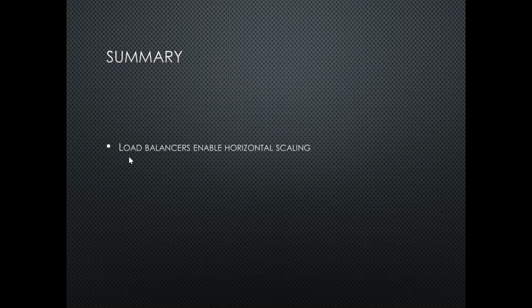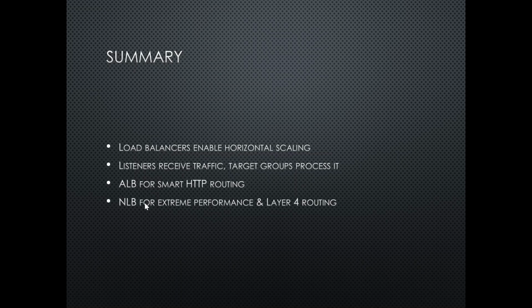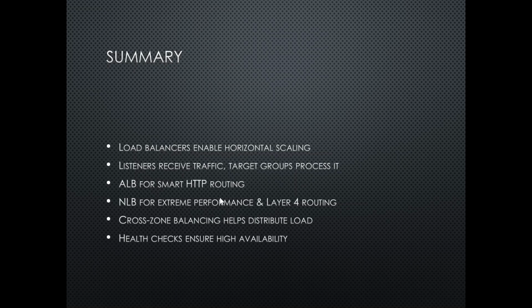Now in summary, we'll see: load balancers enable horizontal scaling, listeners receive traffic, target groups process it, ALB is for smart HTTP routing, and Network Load Balancer is for extreme performance and layer 4 routing. Layer 4 is important: NLB works at layer 4 and Application Load Balancer works at layer 7. Cross-zone load balancing helps distribute the load. Health checks ensure high availability.